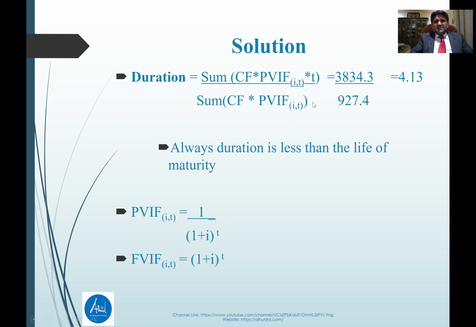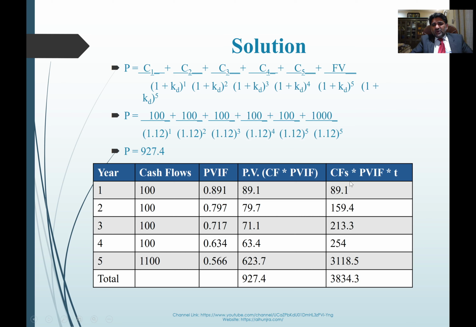But here nothing is going to be multiplied or added, so the present value or price of the bond is multiplied by T. So we have to generate a new series. Here, what is this? Cash flows multiplied by the present value interest factor. Here we will put the bracket. And what is this? Cash flows multiplied by present value. So 89.3 multiplied by T. Here in the first year the value of T is 1.